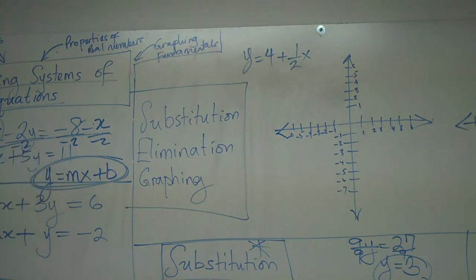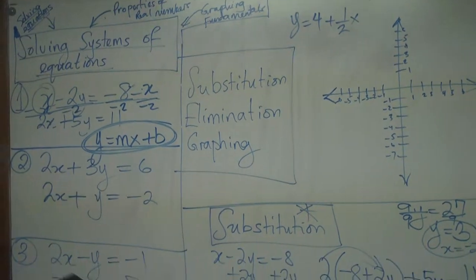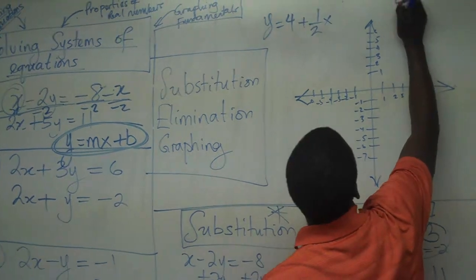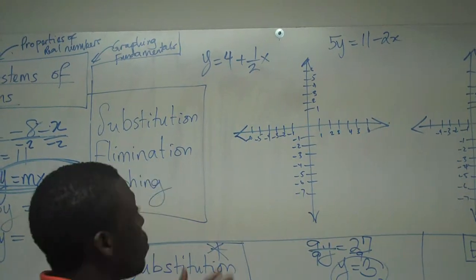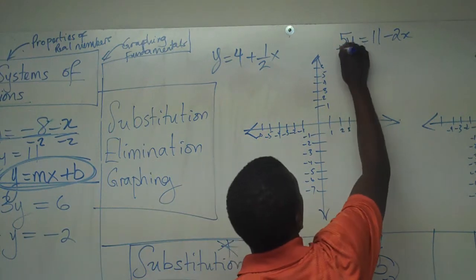So we've solved for y in the first equation. Now we're going to solve for y in the second equation. The same thing: you subtract 2x from both sides, so you get 5y is equal to 11 minus 2x. And then you divide by 5.